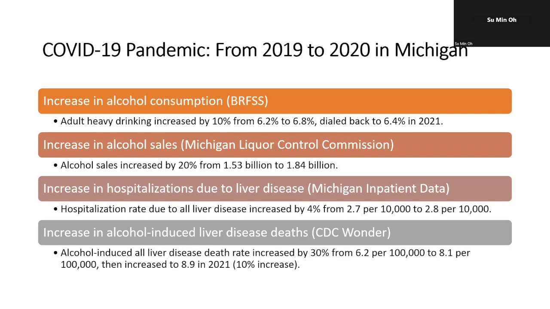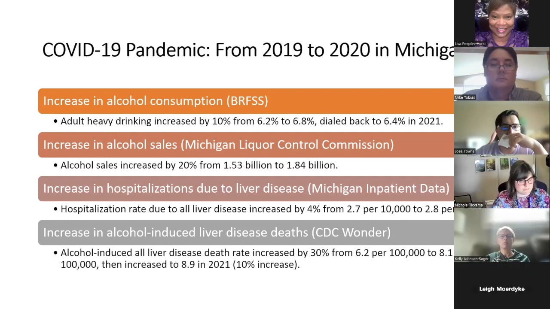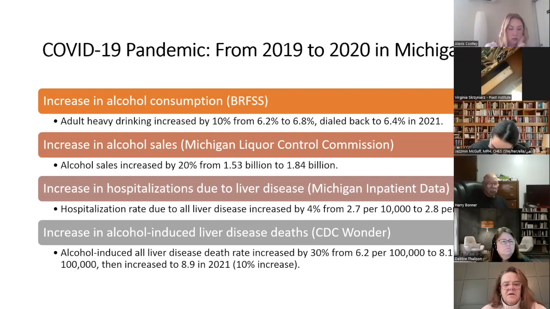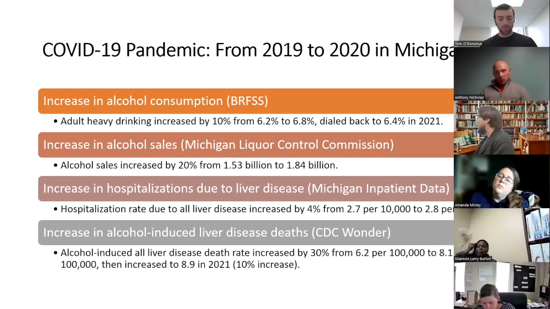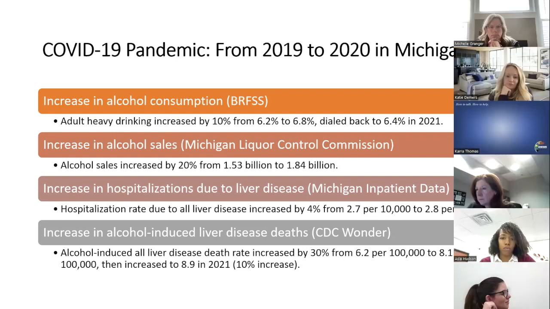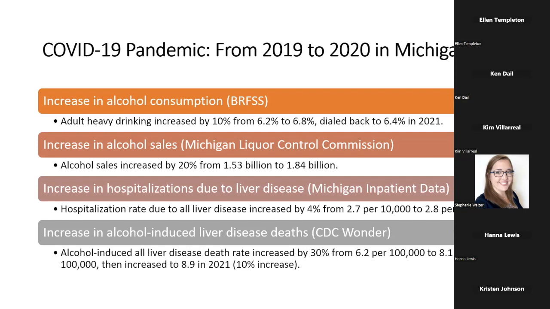So there were definitely increases in alcohol consumption. But according to one data set, the BRFSS, the annual survey for adults 18 and older, adult heavy drinking increased by 10% from 6.2% in 2019 to 6.8% in 2020, and it dialed back to 6.4% in 2021.